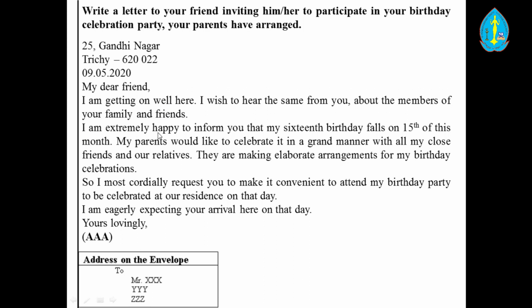So I am extremely happy to inform you that my 16th birthday falls on 15th of this month. My parents would like to celebrate it in a grand manner with all my close friends and relatives. They are making elaborate arrangements for my birthday celebration. And it's a continuation of the second paragraph. So I most cordially request you to make it convenient to attend my birthday party to be celebrated at our residence on that day. And this is the last paragraph, that is the conclusion paragraph.